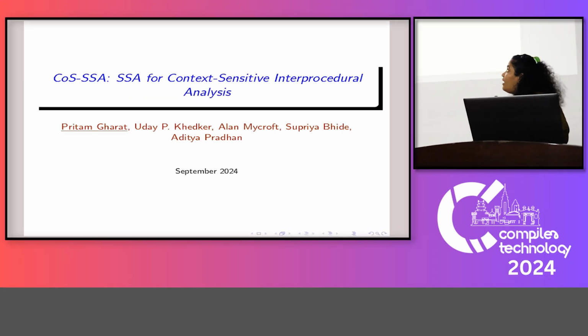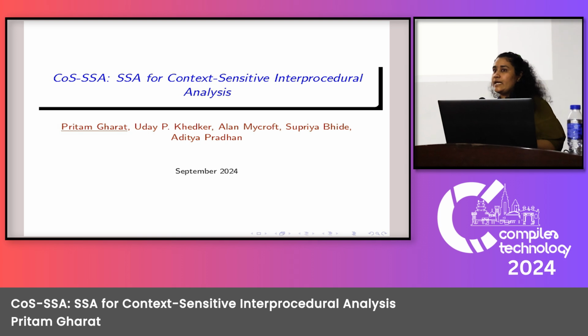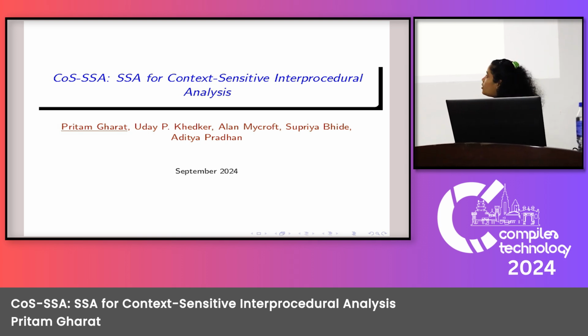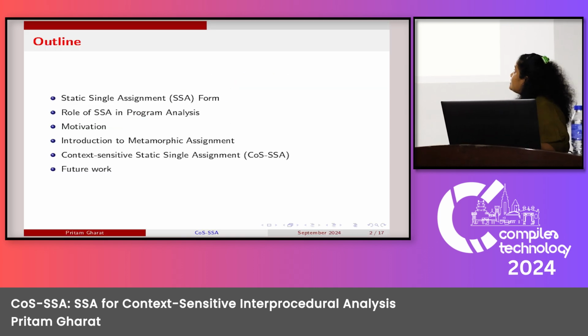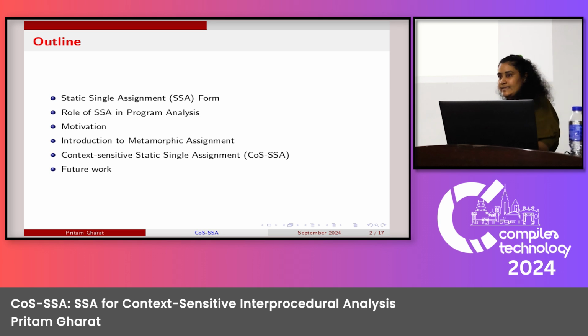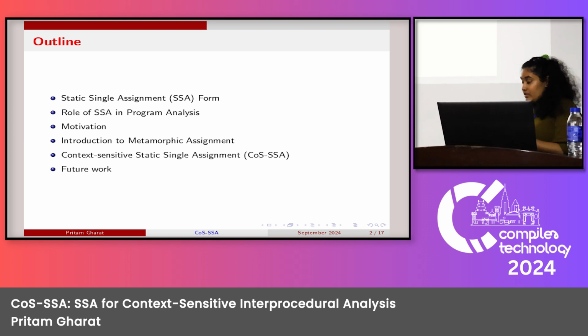Good morning, everyone. I'll be talking about static single assignment, aka SSA. This is an intermediate representation that is commonly used in production compilers like GCC and LLVM. This work proposes a new SSA form called context-sensitive interprocedural SSA, and we'll talk more about this.